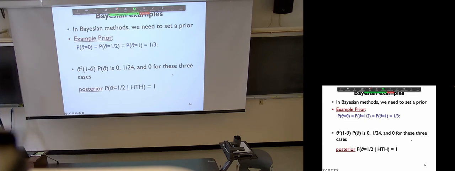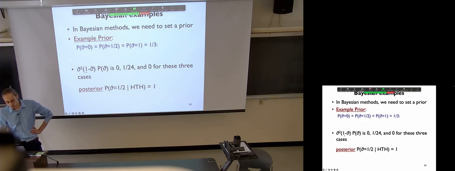So let's take, again, an example. Let's assume we have a prior on theta, where theta can only take three values: 0, 1/2, or 1. And these are all equal, so equal probability 1/3 each. So what do we get? We get theta squared times 1 minus theta times p of theta. This is the likelihood, and this is the prior. If you multiply that, this is 0, this is 1 over 24, and this is 0. Because when theta is 0 or 1, these terms are simply 0. So we only get a non-zero number for the middle one.